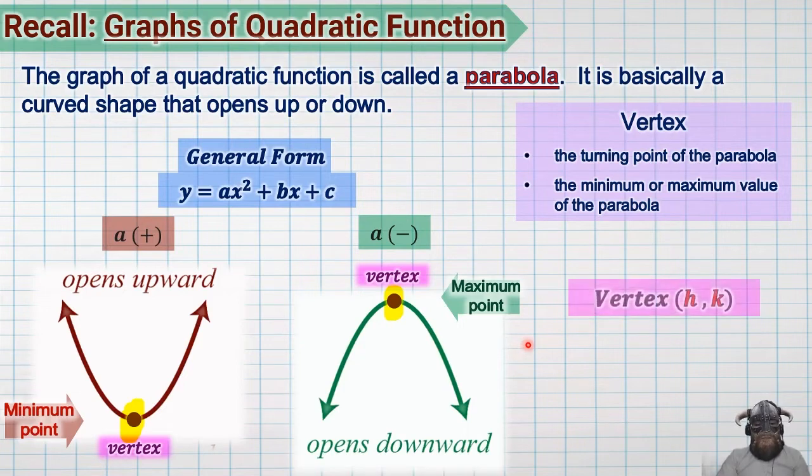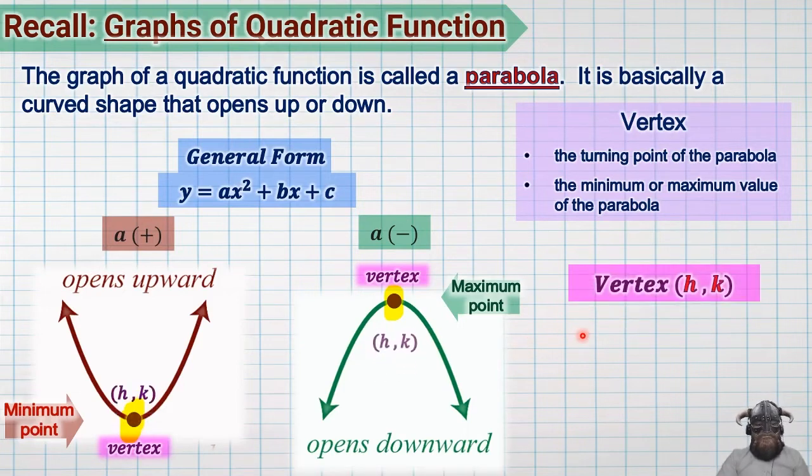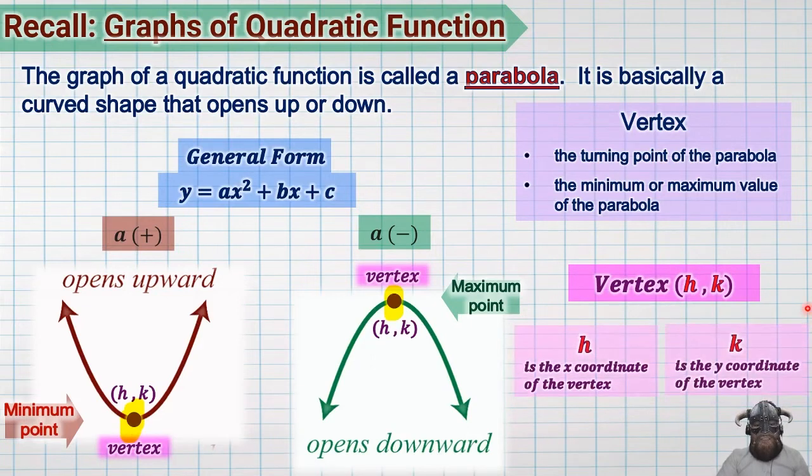So, this vertex is having the coordinate (h, k), wherein h is the x coordinate of the vertex. So, yan yung x value. And then, yung k naman natin is the y coordinate of the vertex.